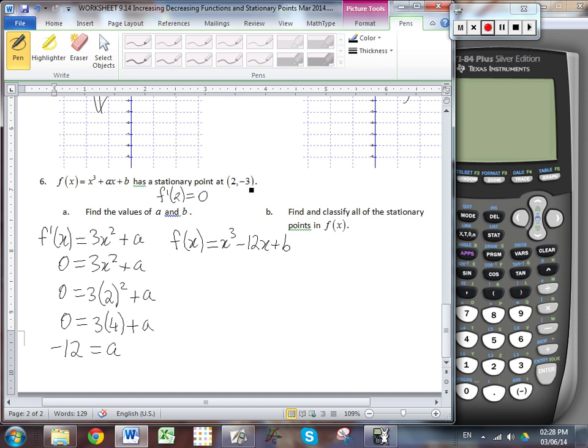Let's substitute in this known point on the curve, because the stationary point, while it's a place that's flat on the curve, is a point on the curve. So we know that it satisfies this equation. Let's put in the y value and the x value, and now we'll be able to solve for b.